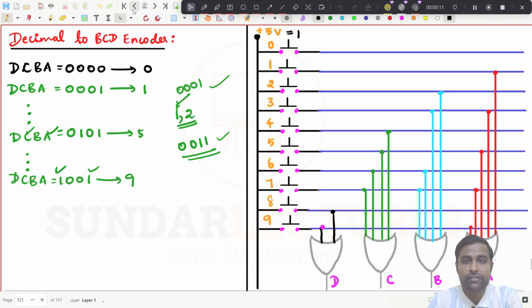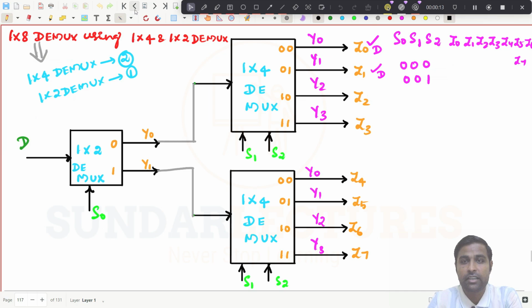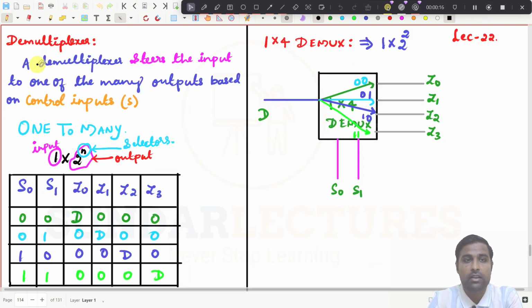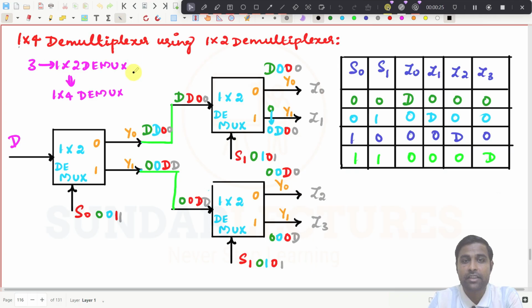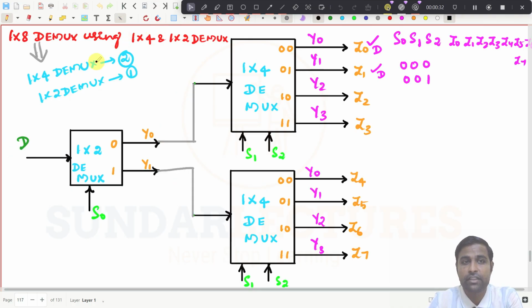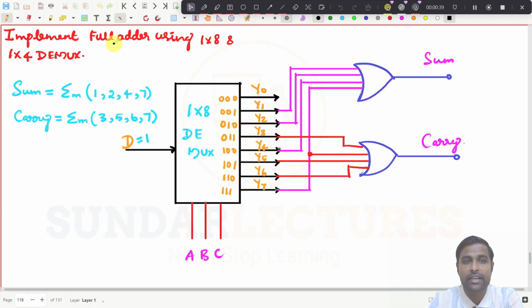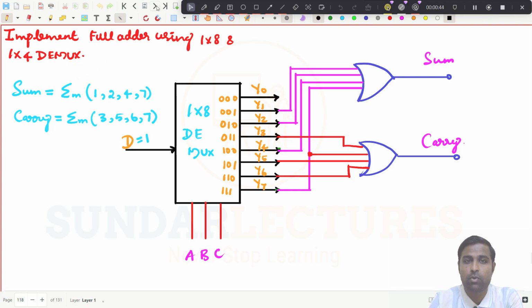So what are all the topics we have seen in the previous class? We started with demultiplexers and how they work, then we saw the logic diagram of the demultiplexer, and how to implement a 1 cross 4 demultiplexer using 1 cross 2 demultiplexers. Then we saw how to implement a 1 cross 8 demultiplexer using 1 cross 4 and 1 cross 2 demultiplexers, and we also implemented a full adder using a 1 cross 8 demultiplexer as well as a 1 cross 4 demultiplexer.